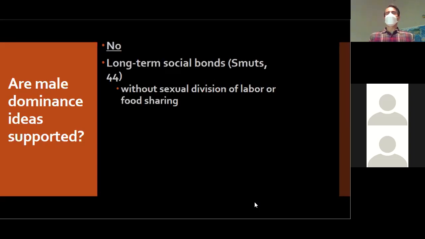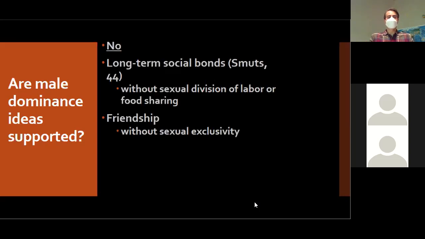And so what Smuts describes on page 44, she says there's three ways in which this hypothesis doesn't hold up. That for one, you can have these long-term bonds of friendship without necessarily having a division of labor between males and females or sharing food. There are lots of societies in which there's a male-female division of labor, and so they come together in order to share food according to the jobs that they're doing. But in the case of the baboons, they're basically doing the same thing, and she says they still form these long-term social bonds.